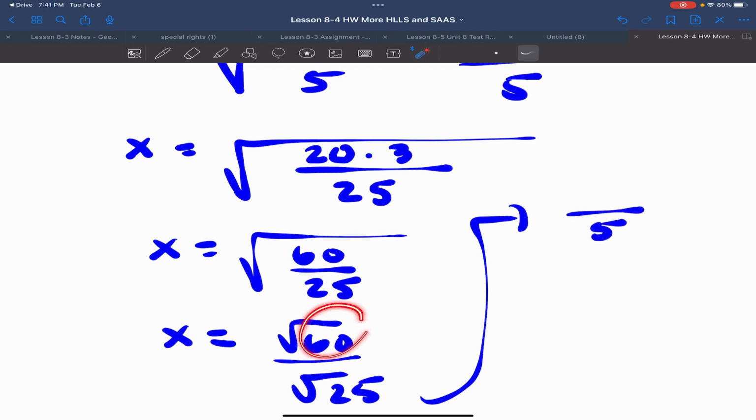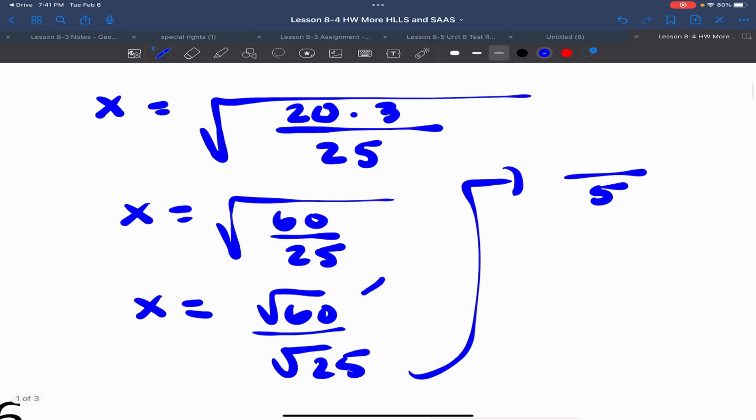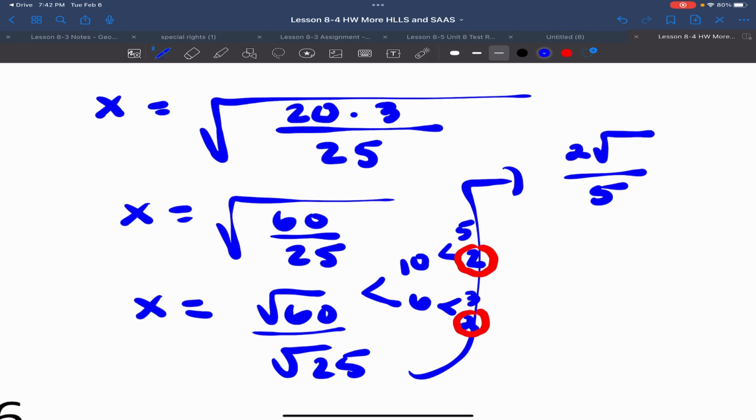And then the square root of 60, I need to break down. Well, let me check and verify if I need to break that down. Okay, so 10 and 6, because the two numbers that multiply together to give me 60 are 10 and 6. I can break down this 10 with 5 and 2. And then over here, this is 3 and 2. So I have a pair of 2's. So 2 is going to go outside of the radical. And then what's left over are 5 and 3. So that's 5 times 3. So 2 root 15 over 5. And that is your answer.